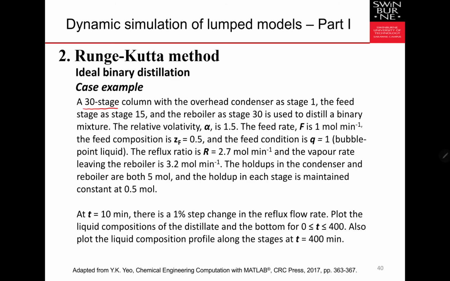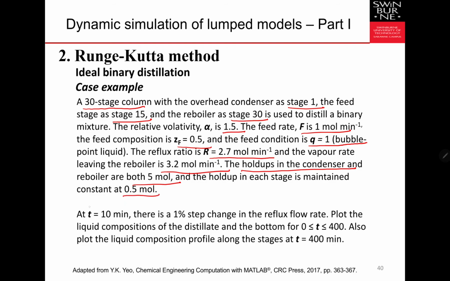So based on this set of MATLAB code, we can then go into the example. For example, if we have a 30-stage column with the overhead condenser as stage 1, the feed stage as stage 15, reboiler as stage 30, the relative volatility 1.5, the feed rate is defined as this, the feed composition 0.5, and the feed condition is q equal 1, bubble point liquid. So the feed exists as a liquid at its bubble point, the reflux ratio 2.7, the vapor rate leaving the reboiler is 3.2, and then we define the holdup in the condenser and reboiler as 5 moles, and the holdup in each tray as 0.5.